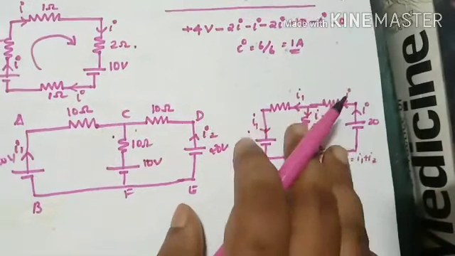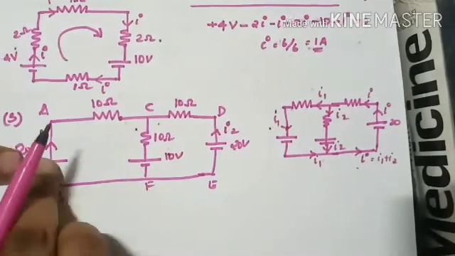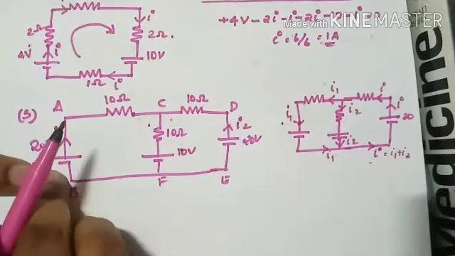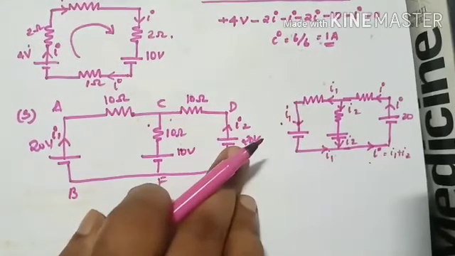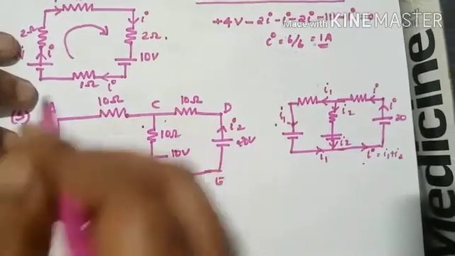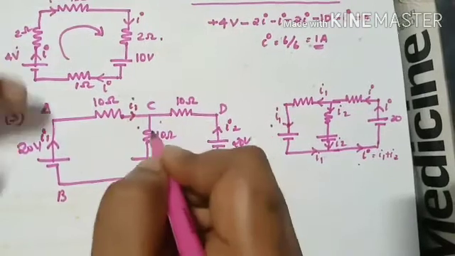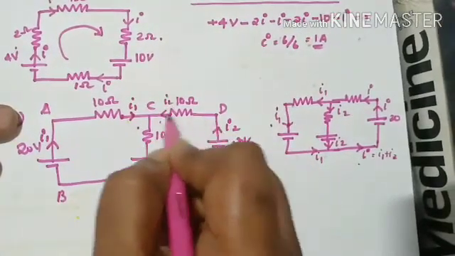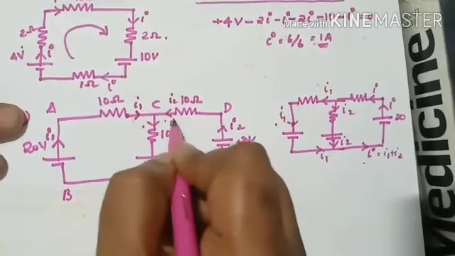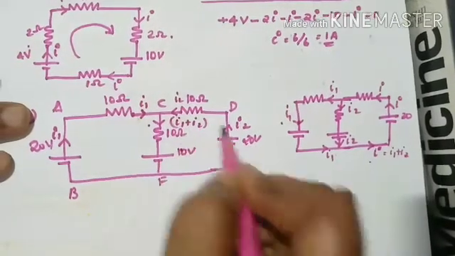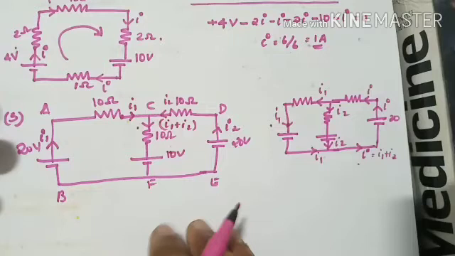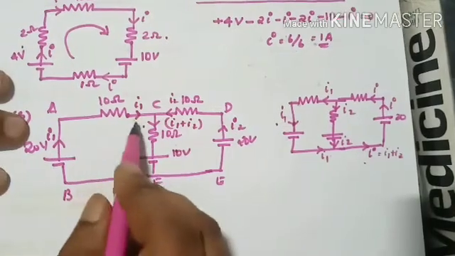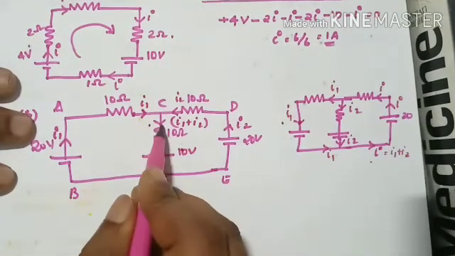Yeah, let's move on. Now I am going to take I1 as the current which is supplied by the 20 volt, and I2 is the current which is supplied by this 20 volt. So I1 is passing through this 10 ohm, clear, and I2 will be coming here, flowing right, and through the 10 ohm it will be I1 plus I2. Clear? My circuit is completed.